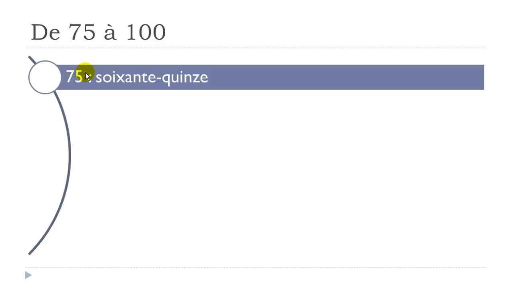So 75. In French, we'll have to use this 60, so 60, okay? And then after that, you will have to put this 15, 15. Okay, so remember, from 70 to 79, it will work the same way. So you will have to put this 60 and then the numbers from 10 to 19 after. So in that case, it's 75, 60, and then 15, okay?